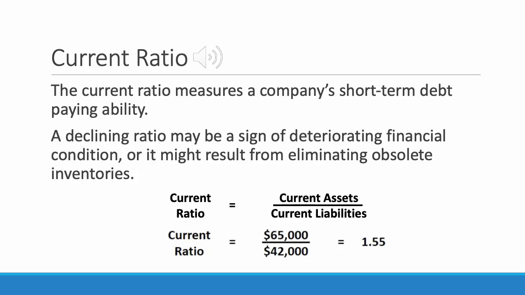The formula for the current ratio is current ratio equals current assets divided by current liabilities. And of course, we want this number to be greater than 1 because that means the company has more current assets than current liabilities, which puts it in a safer financial position.